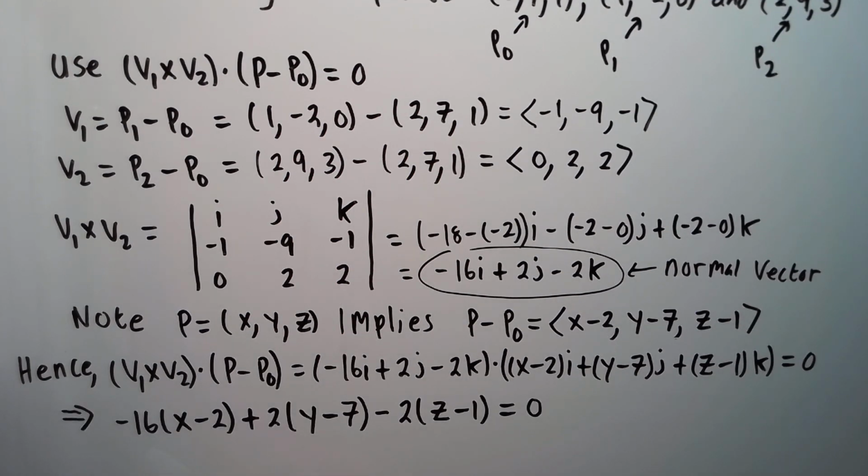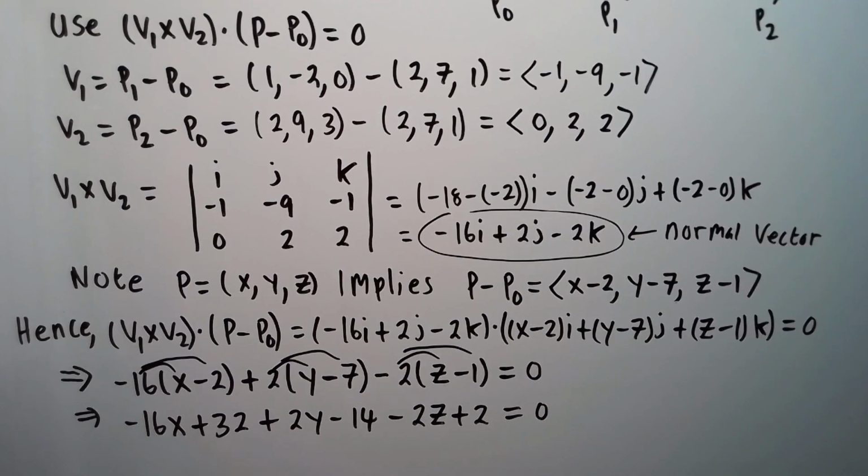So we get minus 16 times x minus 2, 2 times y minus 7, negative 2 times z minus 1. Let's now multiply these things in, so multiply the negative 16 in, the 2 in here, and the minus 2 in here. I'm going to write the result down here. So we get this. Now let's combine some like terms, so the 32 minus 14 and the 2. That looks like it's going to be 20, so we just write it down here.